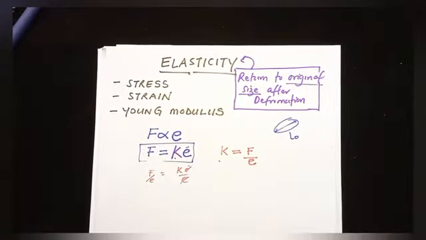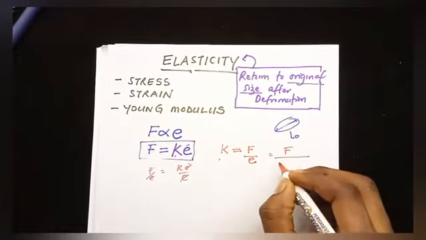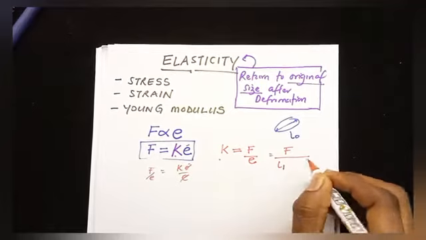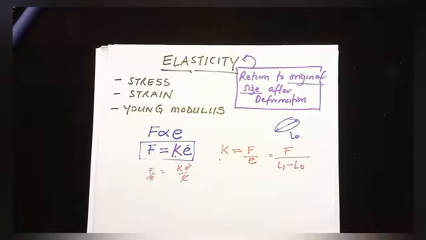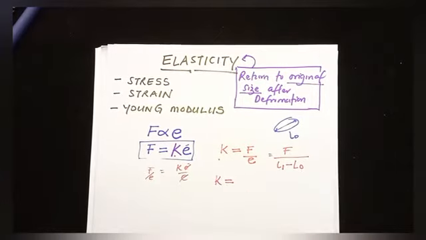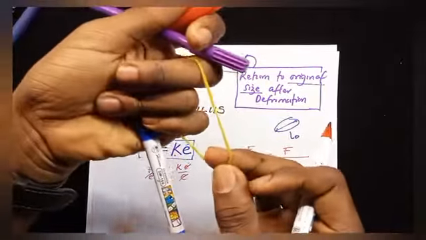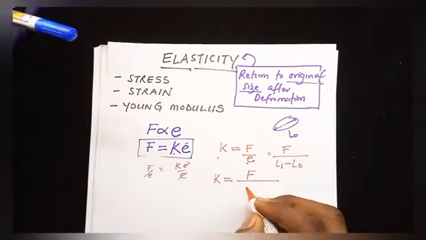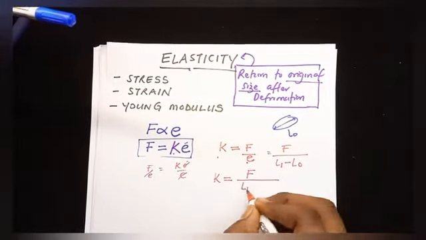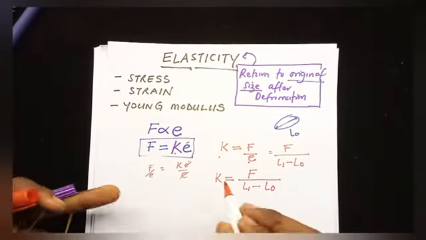E is my extension. And how do I get my extension? E is equal to L1, the eventual length, minus L0. So K is equal to, and I hope you are still following me, the force divided by the extension. The extension is the increase in length. How do I get the increase in length? I subtract the initial length from the final length. The final length, I've already told you, is L1. The original length is L0. So at this point I have my constant.